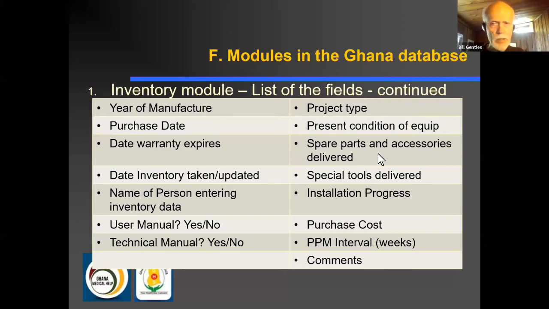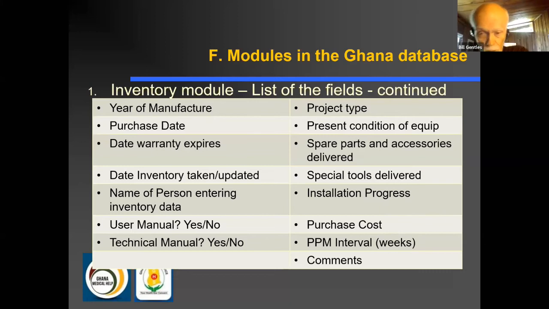And any spare parts that are needed or delivered, special tools, installation progress. Here you could enter the date of final acceptance testing, so that you know the first day it was actually placed into clinical use. That's important, especially if it's under warranty; you need to know when it was finally accepted by the hospital. Purchase cost, PPM interval, and we can talk a bit more in the discussion about how you would establish what the PPM interval should be.